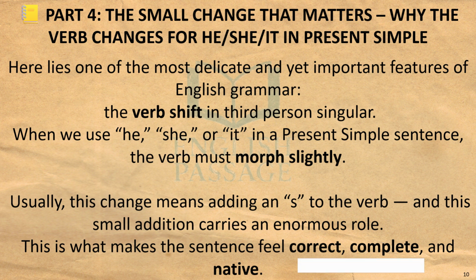Here lies one of the most delicate and yet important features of English grammar. The verb shift in third person singular. When we use he, she, or it in a present simple sentence, the verb must morph slightly. Usually, this change means adding an S to the verb, and this small addition carries an enormous role. This is what makes the sentence feel correct, complete, and native.